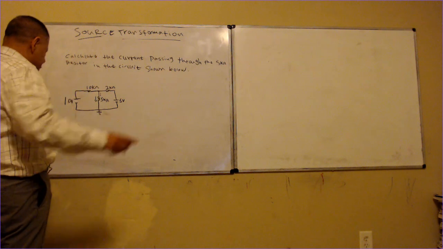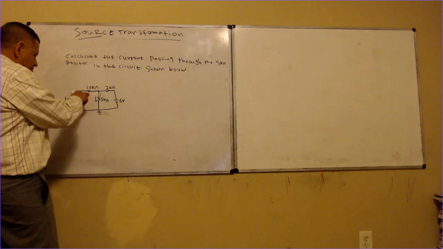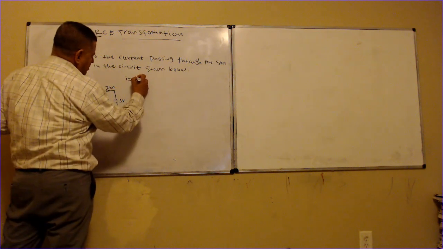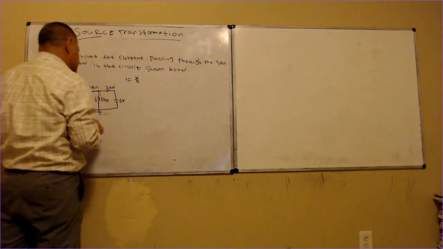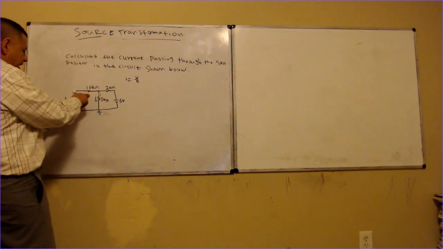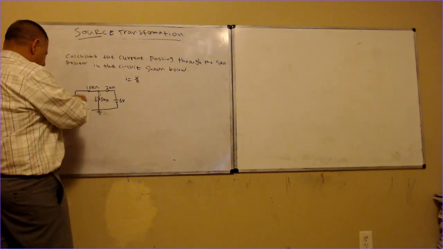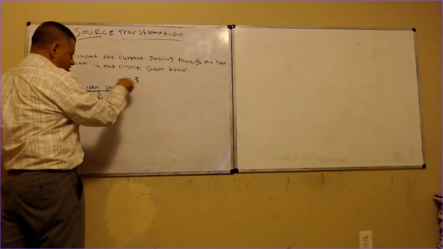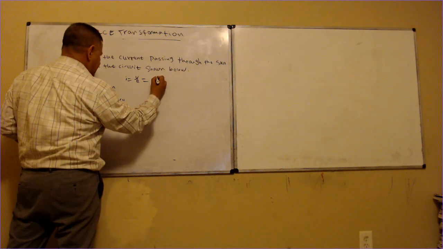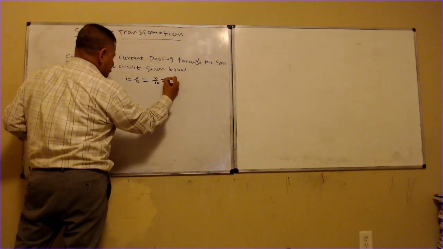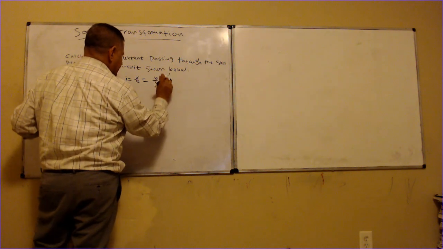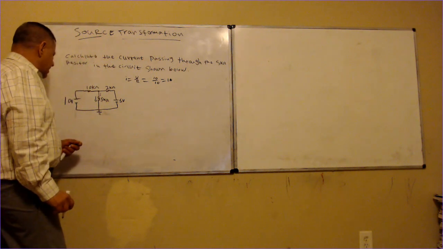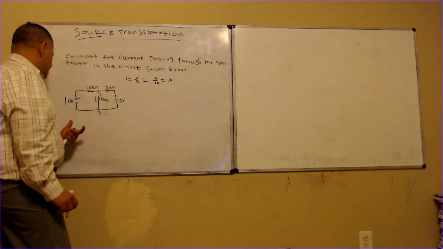In other words, I can get a current between this and this, and that's going to be I equal to V over R. The voltage source is in series with that resistance, so I can use Ohm's law, and I get 10 over 10 is equal to 1 amp. Fair enough.